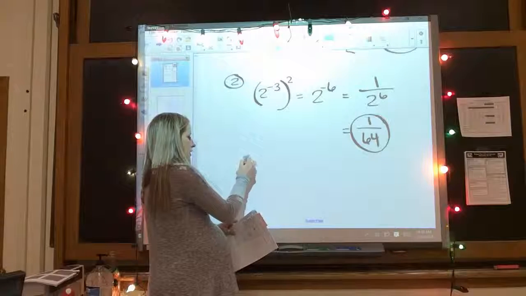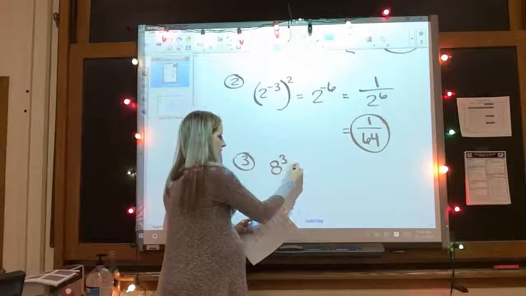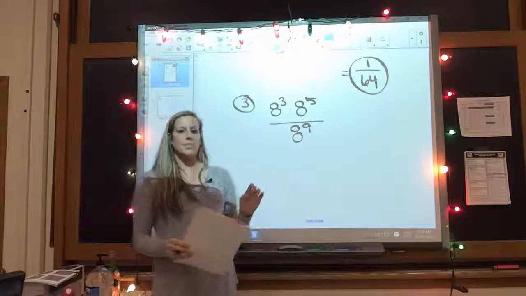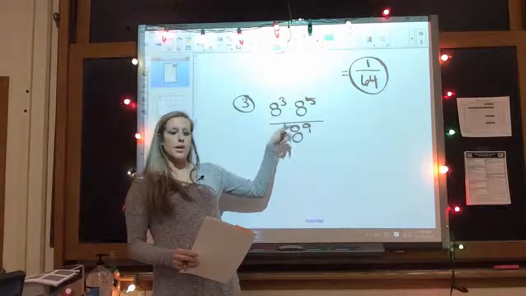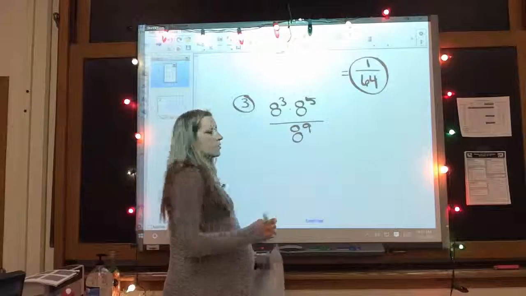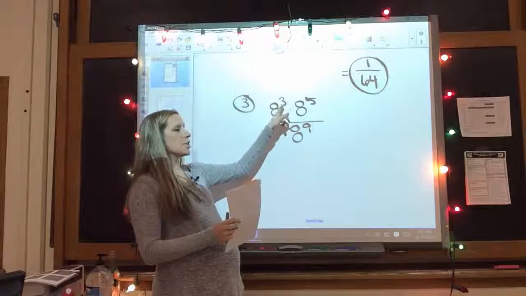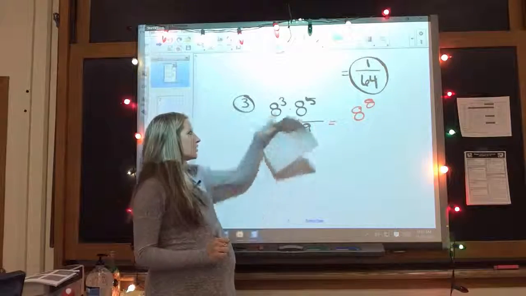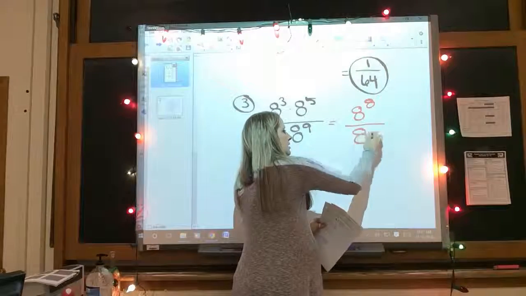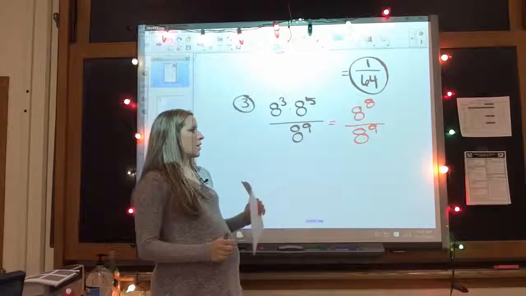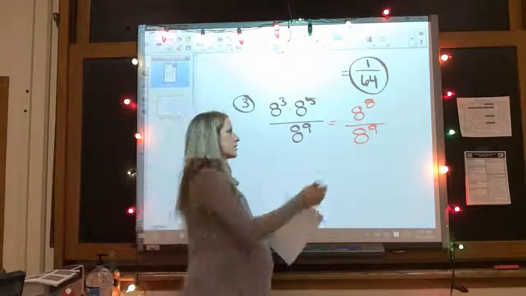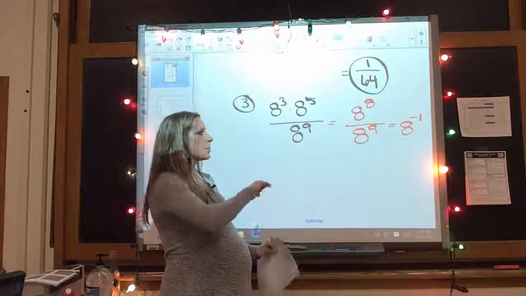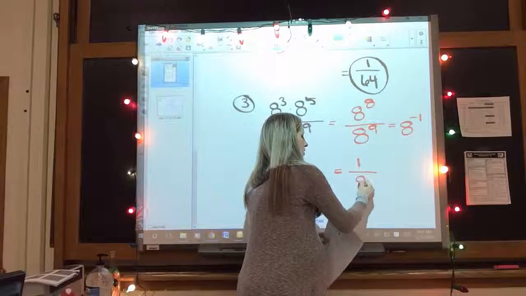All right, so let's try the next one, number 3. We have 8 to the 3rd times 8 to the 5th, all over 8 to the 9th. Now since they all have the same base, on the numerator, you're multiplying. So a little review, whenever you multiply the same base, you add your exponents. So this should be 8 to the 8th power on top. If you add 3 plus 5, you get 8. On the bottom, you have 8 to the 9th power. Whenever you're dividing, you subtract your exponents. So 8 minus 9 would give you negative 1. And a negative exponent will flip. So my final answer would be 1 over 8.